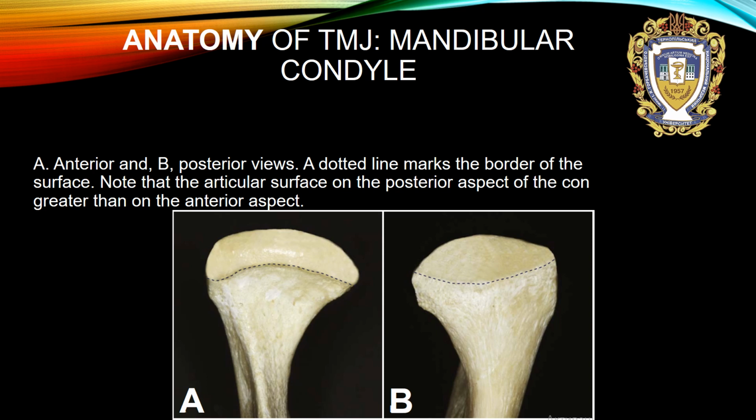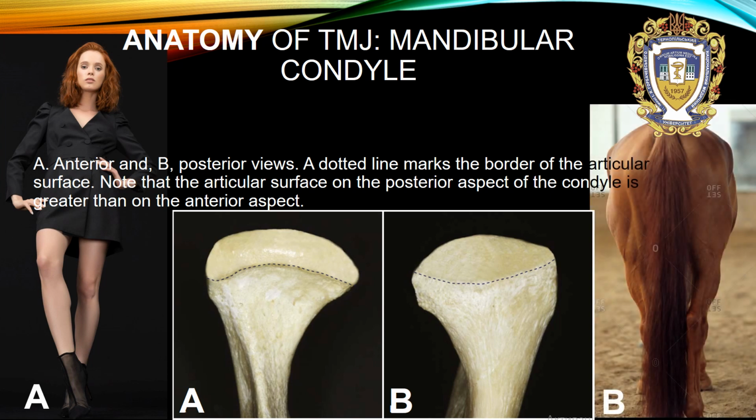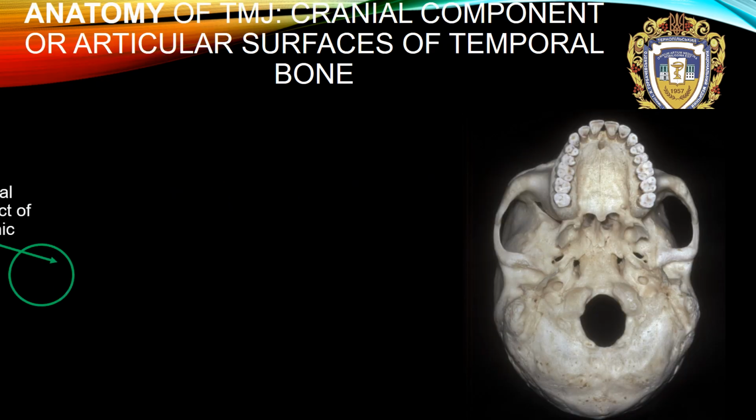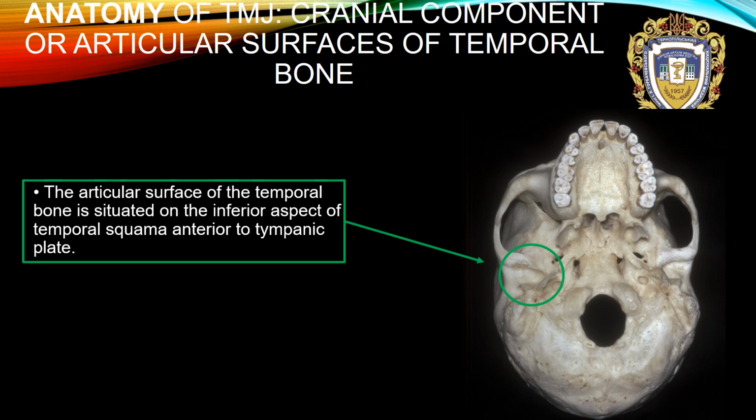There are two views shown, anterior and posterior. A, anterior view; B, posterior view. A dotted line marks the border of the articular surface. Note that the articular surface on the posterior aspect of the condyle is greater than on the anterior aspect. The articular surface of the temporal bone is situated on the inferior aspect of the temporal squama, anterior to the tympanic plate.